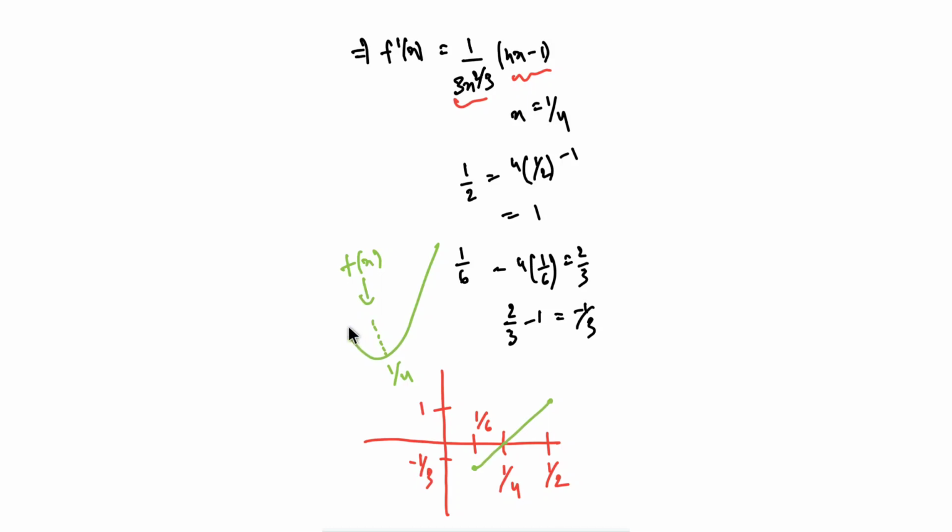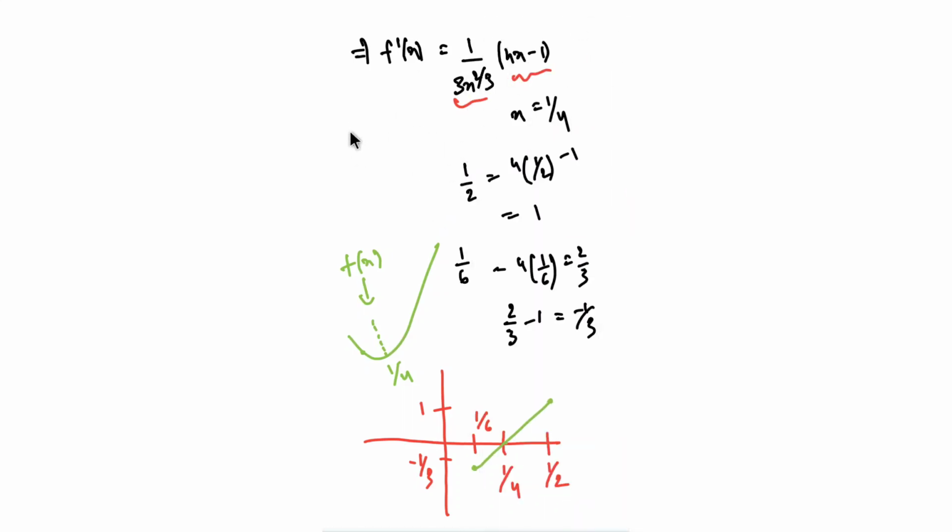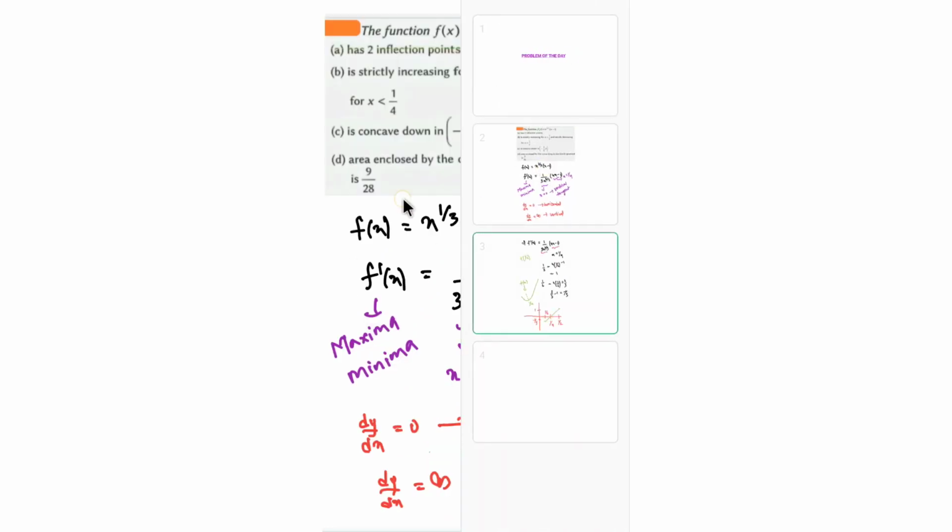At x is equal to 1 by 6, I'm getting a negative value, isn't it? So it would be somewhere here. 1 by 6 would be somewhere here, and the negative value is here. And at x is equal to 1 by 4, we are getting the value of f of x. Let us find the value of f of 1 by 4.